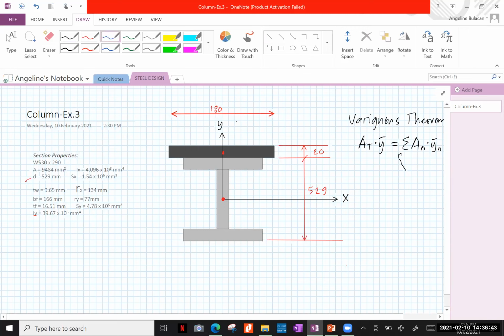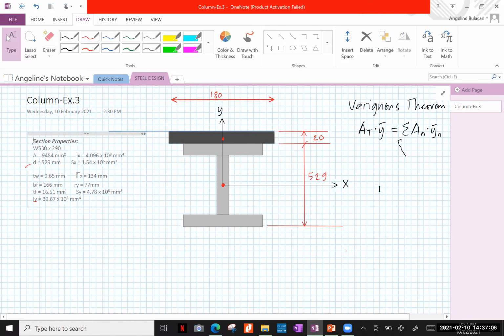Sabihin na natin na pwede kayong mag-origin sa top, pwede din naman sa baba. So, sabihin na natin na sa taas tayo magkuha ng reference line. Again, this is just a reference line. So, ang gagawin natin, etong y na to is the distance of the centroid dun sa reference line natin. So, ayan na, ito yung equation, no?